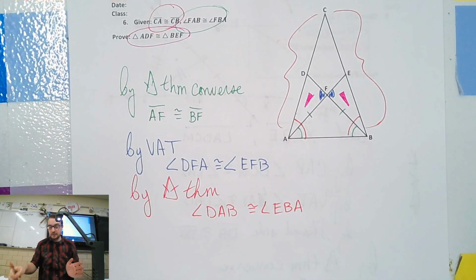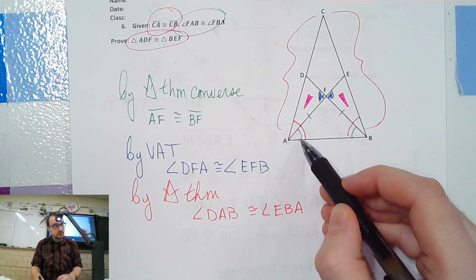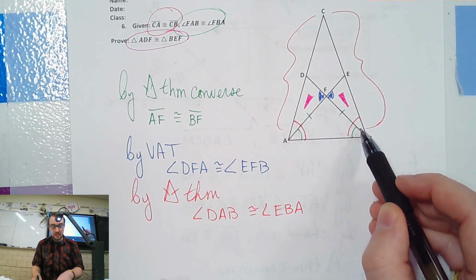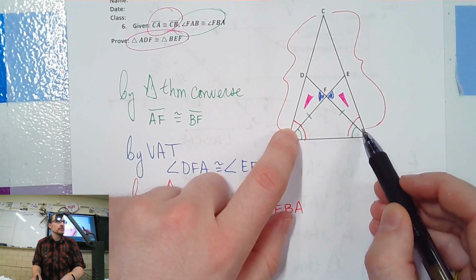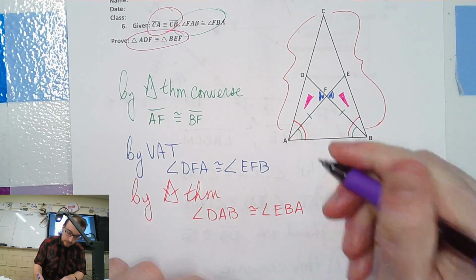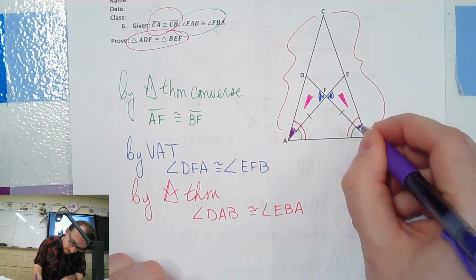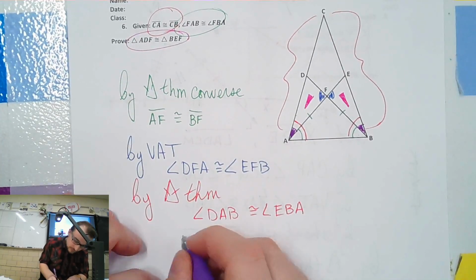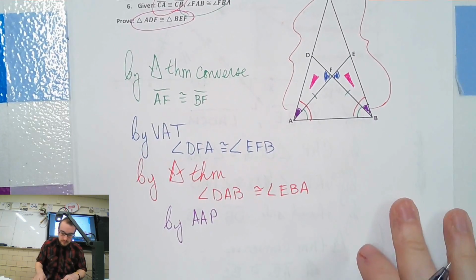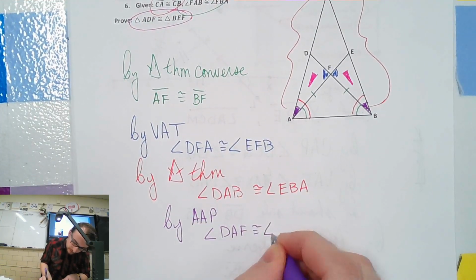So here's the logic. Red minus green gets this angle. Red minus green gets this angle. So both angles are equal to red minus green. Then they're equal to each other, right? So purple. We're finished. By angle addition postulate, we know that angle DAF is congruent to angle EBF.